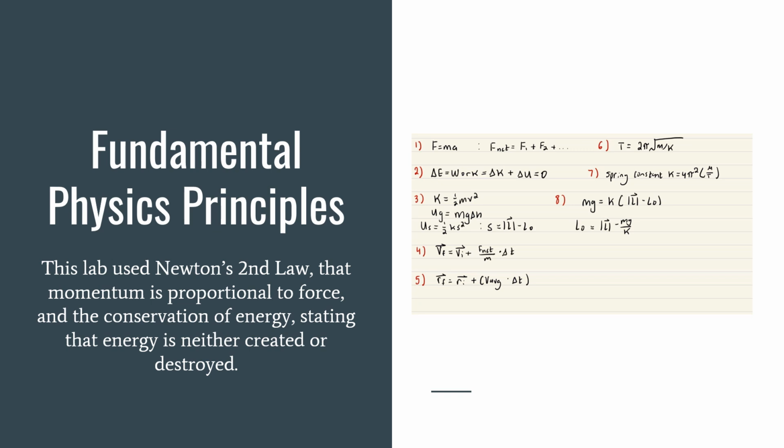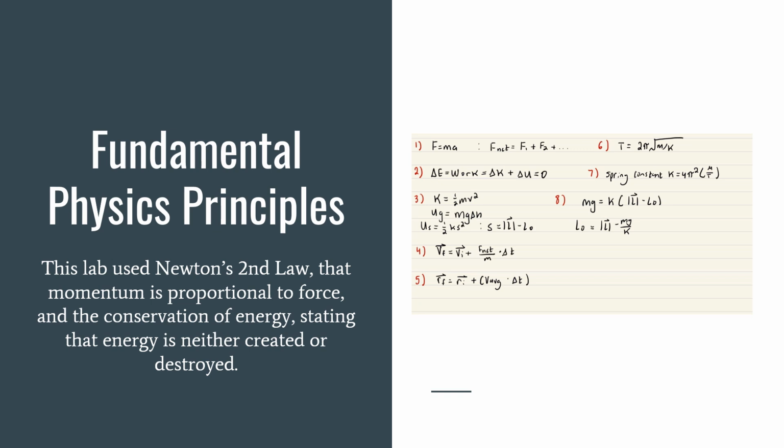The first one was just force equals mass times acceleration, and that translates to F net equals the sum of the forces. Then we also have that the change in energy is equal to work, and that is equal to the change in kinetic energy plus the change in potential energy, and that is equal to 0 for this experiment. We have the two equations for energy. So kinetic energy is 1/2 mv squared, and potential energy is mg delta h.